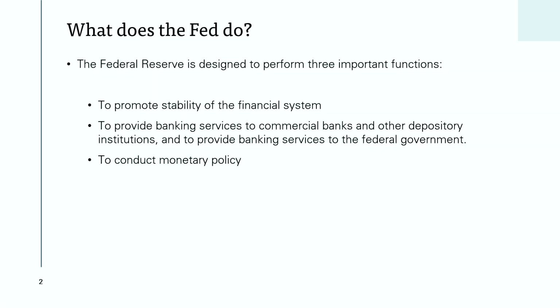The Federal Reserve performs three major functions. First, it promotes stability in the financial system. This means the Fed monitors risk in the banking sector, prevents crises when possible, and intervenes when necessary to stop instability from spreading. Second, the Fed provides essential banking services, not only to commercial banks and credit unions, but also to the U.S. government. It acts as the bank for banks and processes payments across the financial system.